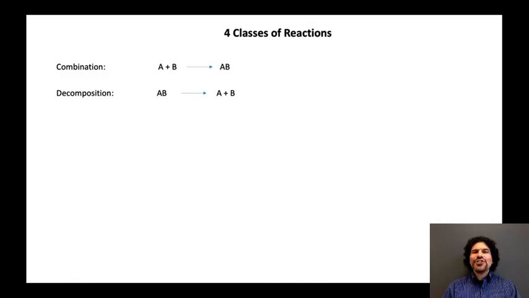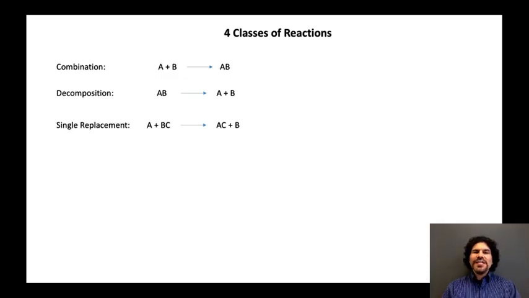A decomposition reaction is in essence the reverse of a combination reaction. In this case, we have a more complex reactant, call it AB, and under certain conditions, which frequently involve heating, AB is going to break apart to give two simpler compounds, which we're calling A plus B. Again, no atoms are gained or lost in this process.